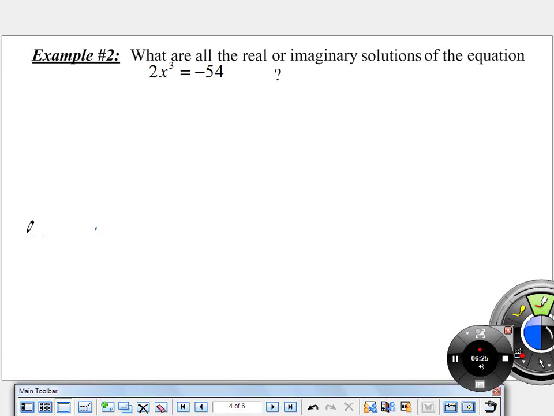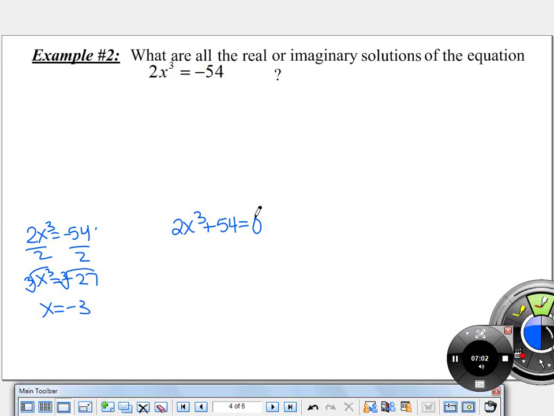So notice that if I solved this just by dividing by 2, and then taking the cube root, I would get one solution, that x is equal to negative 3. That is the one real solution that exists, but this is a cubic polynomial, which means it can have up to 3 solutions. Those other solutions are complex, and the only way that I would be able to find them is through factoring. So watch instead of solving it the way I did, I'm going to bring the 54 to the same side as the other terms because I'm going to go towards factoring.